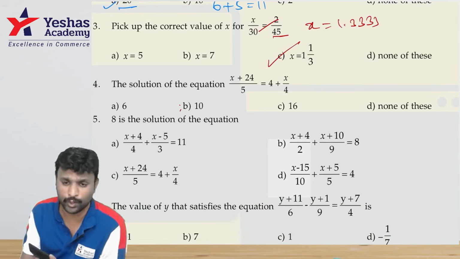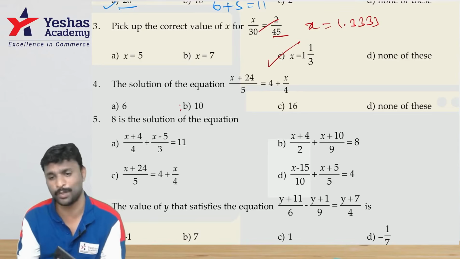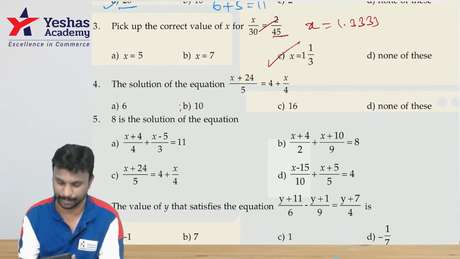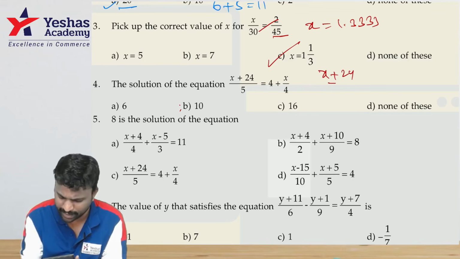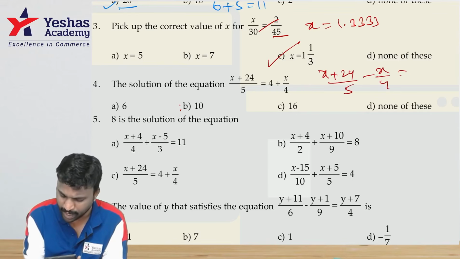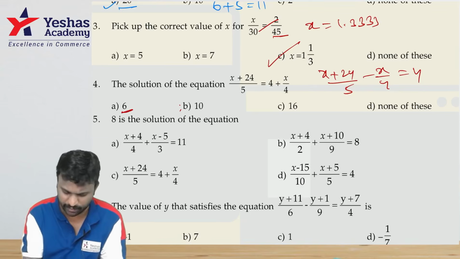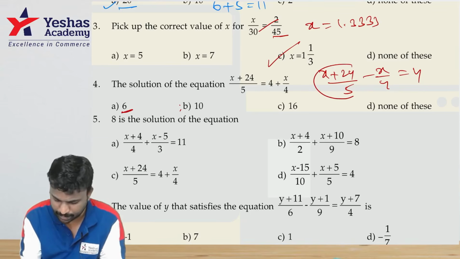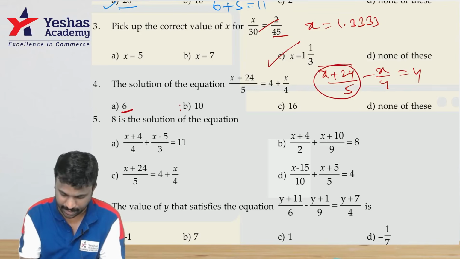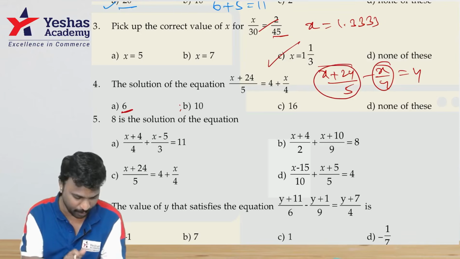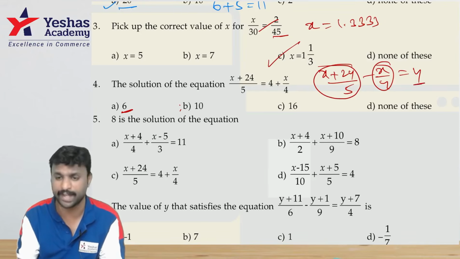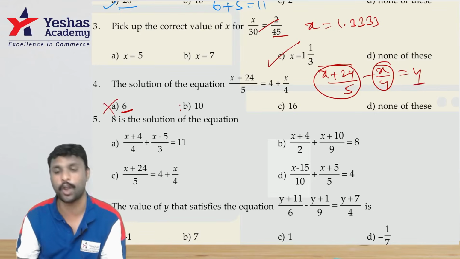Guys, moving on to the fourth question, you have to do option hitting because you can avoid simplification. x plus 24 divided by 5 minus x by 4 equal to 4. Can I write like this? Yes. So just do option hitting. Guys, if I do option hitting, this becomes what? 6 minus 6 by 4 is 1.5. So that is 4.5. It's not equal to 4. Therefore, it's not option A.